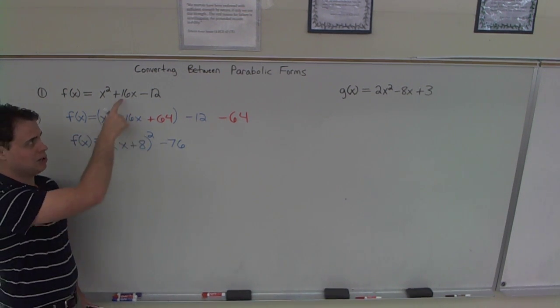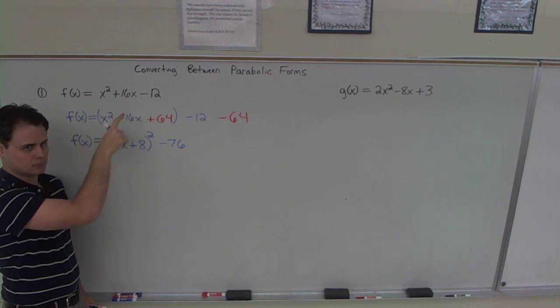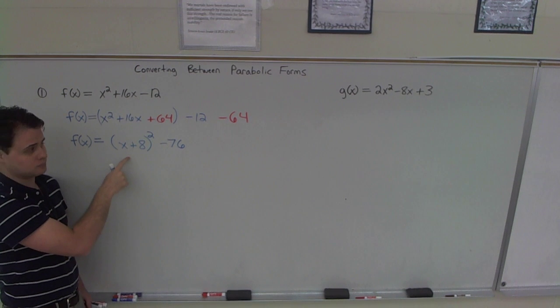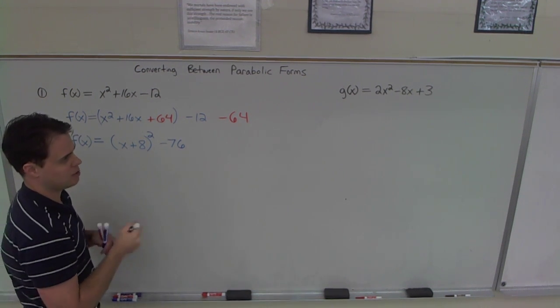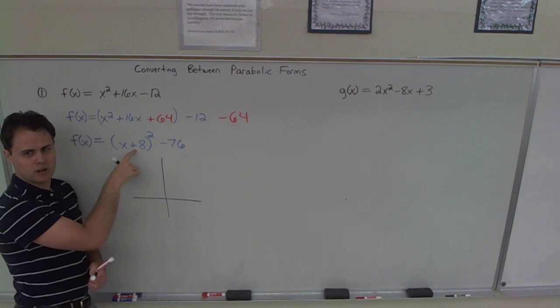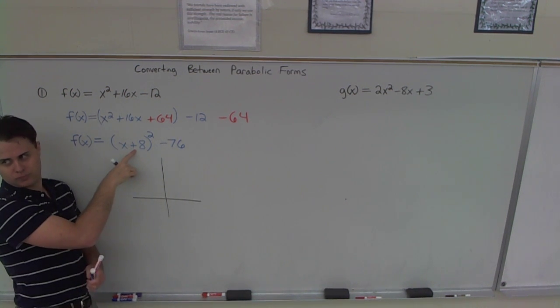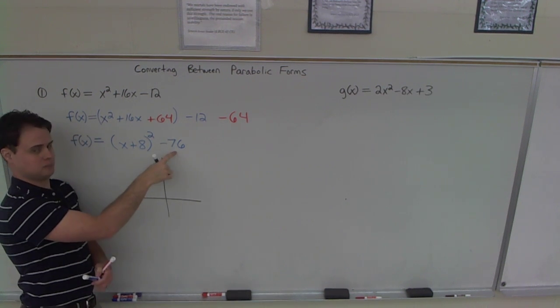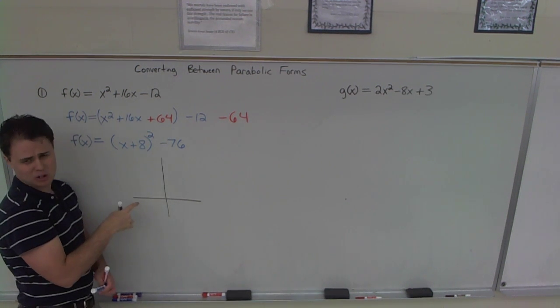And now look, polynomial form, transformation form. Now it's real easy to think about what this parabola looks like or draw a sketch of it. What's that do? Left, right, up, down, stretch, what? It goes left 8, down 76. This is going to be hard to draw.